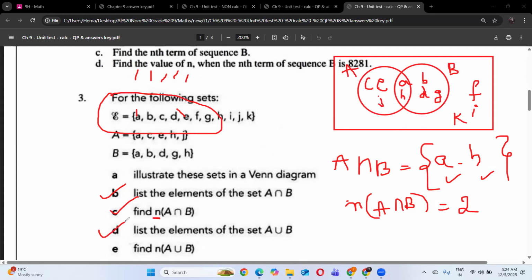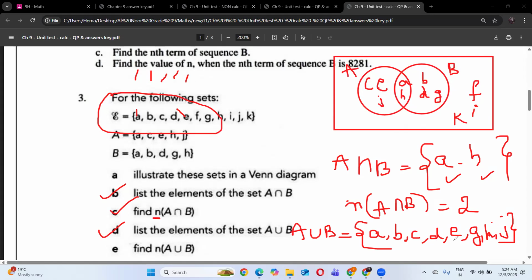Okay. Next, lists the elements of A union B. A union means all together. What are the elements all together and A and B? Write in alphabetical order. A, B, C, D, E, G, and H, J. So how many? 1, 2, 3, 4, 5, 6, 7, 8. Yes. Now number of A union B. Find out, count the number total. 8. So we are done until E.